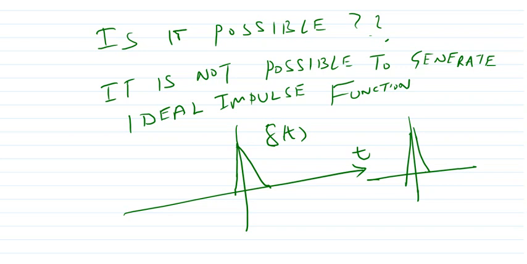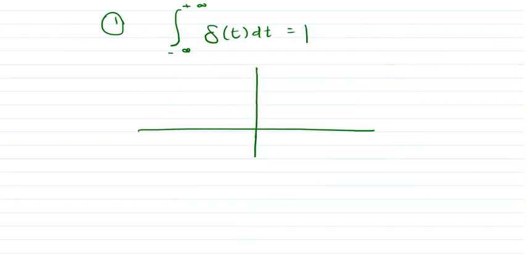We have some properties related to this impulse function. The first property is, if we integrate from minus infinity to plus infinity delta(t) dt, then it equals 1. So this is your impulse function, and if we integrate from minus infinity to plus infinity, the area under this curve is 1. The area under the impulse function is 1.